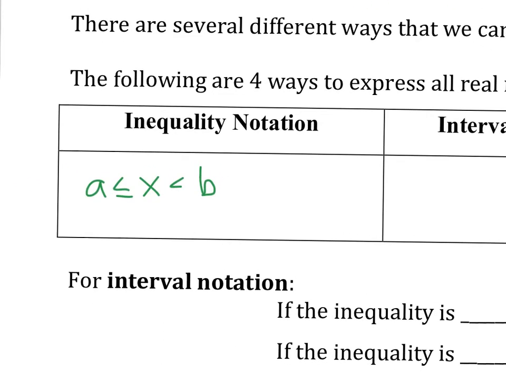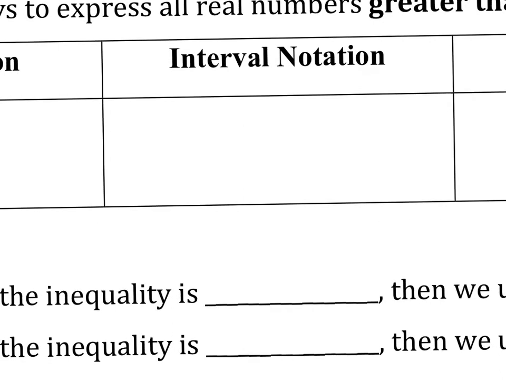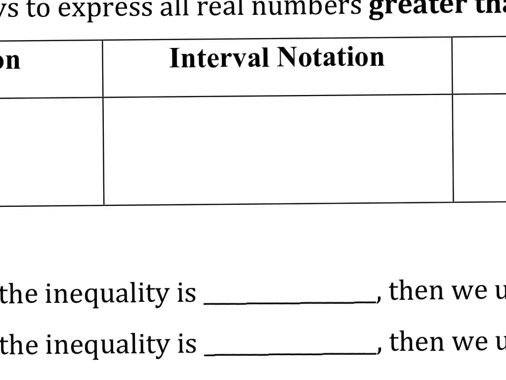But because a has an "or equal to," we can't use a parenthesis there. Interval notation uses brackets and parentheses. So when we see that it's an "or equal to," we need to say, okay, it's including whatever that value is for a, starting there, going all the way to b, but because b doesn't have an equal to, it's going to use a parenthesis.